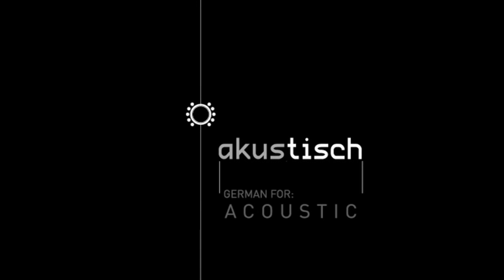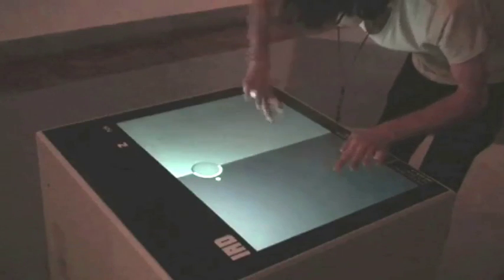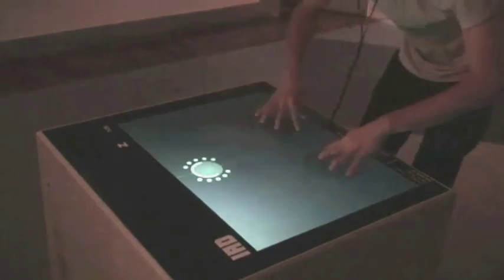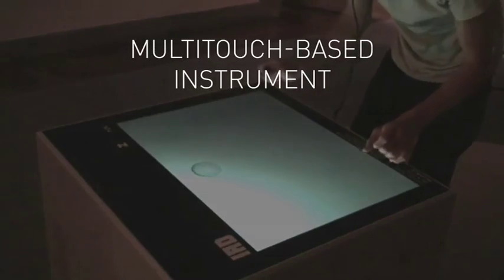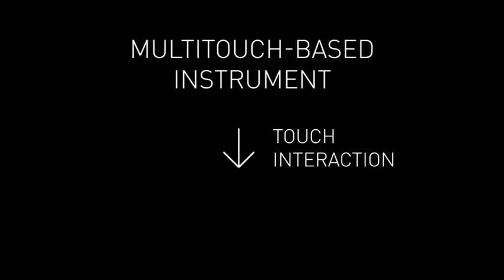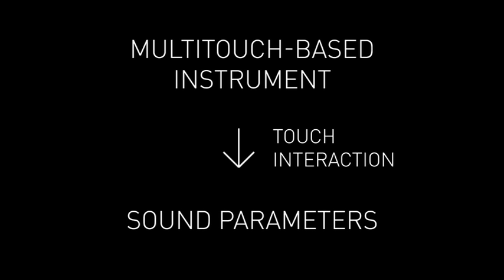Akustisch is a new approach to the use of a multi-touch interface for the production, control, and manipulation of digital sound. During the conception of a multi-touch-based digital music instrument, the question arises what kind of touch interaction would be the most appropriate to control various sound parameters in an intuitive way.